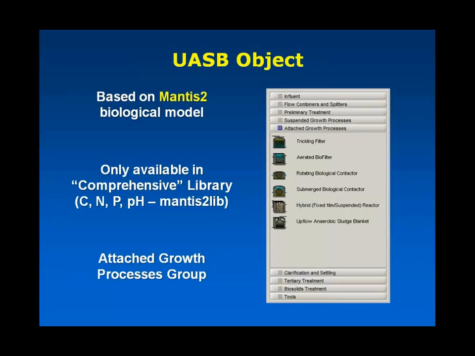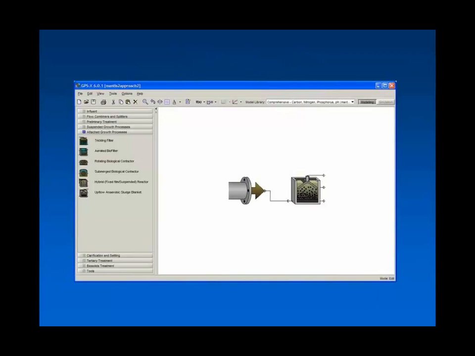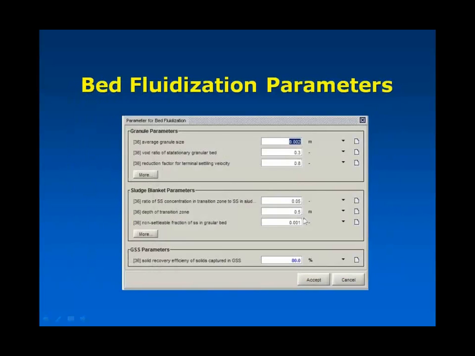So that's what it looks like, this new object. See here in the attached growth processes table. It's the bottom one there. And in addition to entering in, obviously, the usual reactor size and operation, you're going to be asked to provide some of these bed fluidization parameters. These are going to be the ones that we use to predict how high that granule bed has grown, what that mass of granules is in there, and then how that's going to lead to the solid separation.